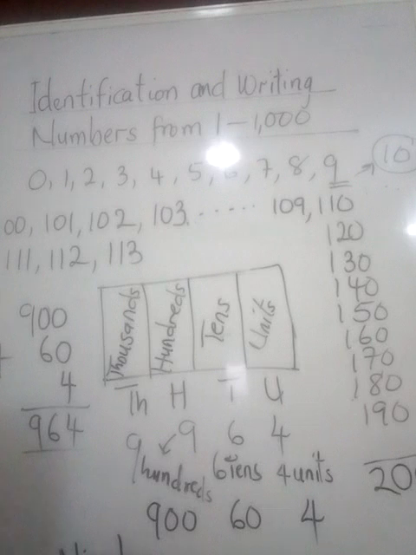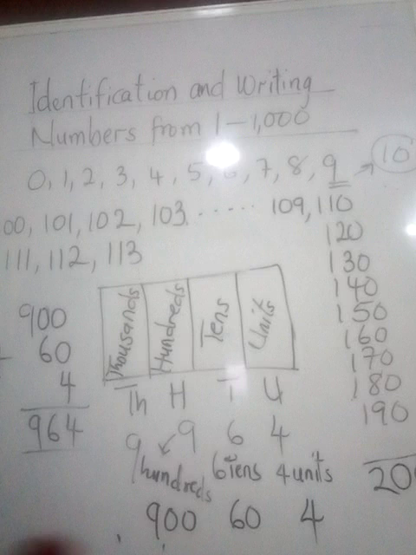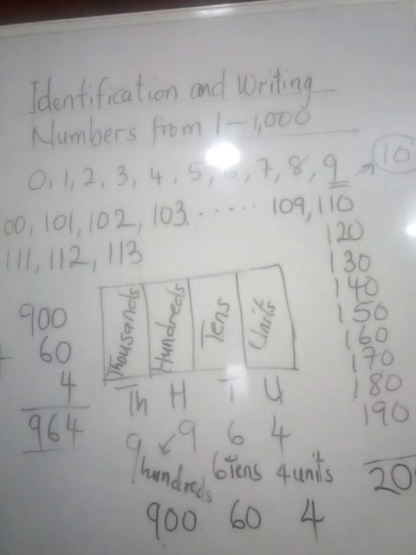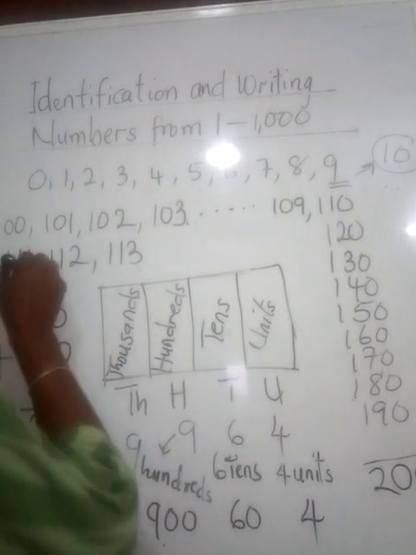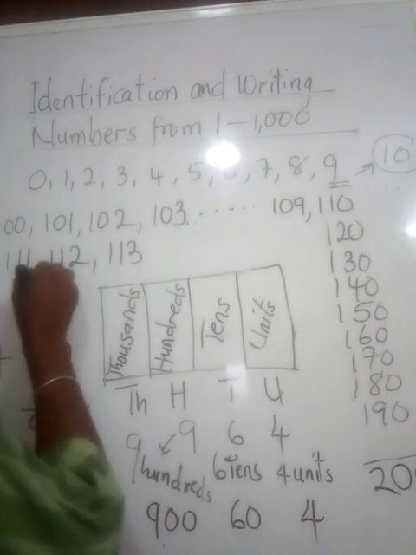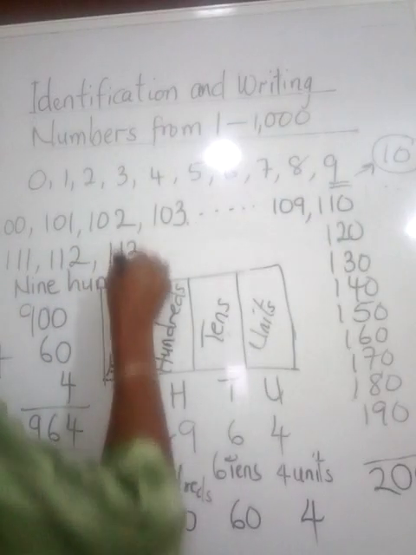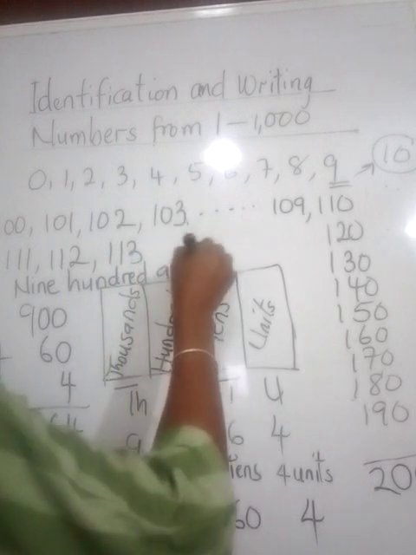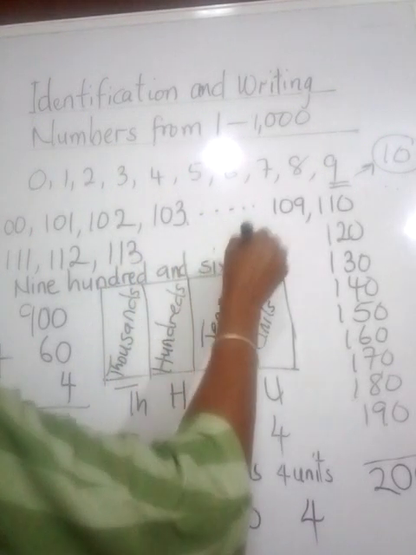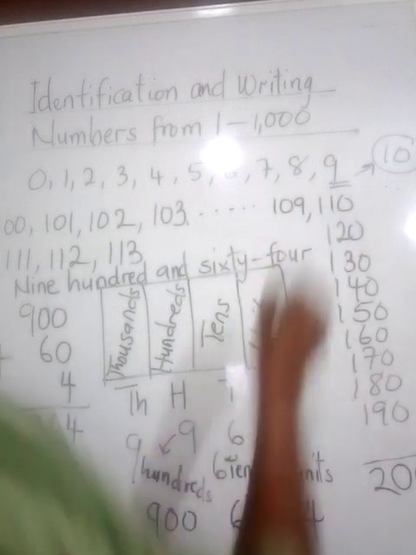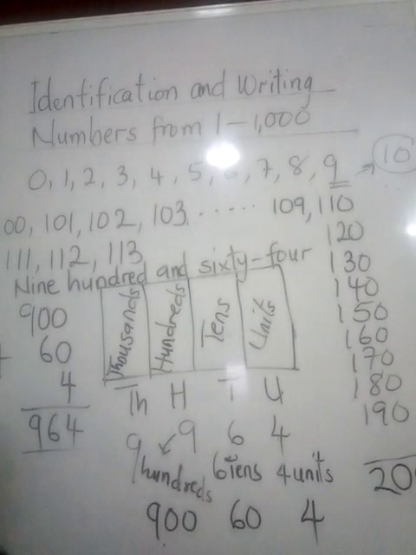900. Okay, sorry, that won't be the same. Let me just look for a space and squeeze it in. So the number is 900 and 64. 964. So let's do a quick recap of what we have learned today.